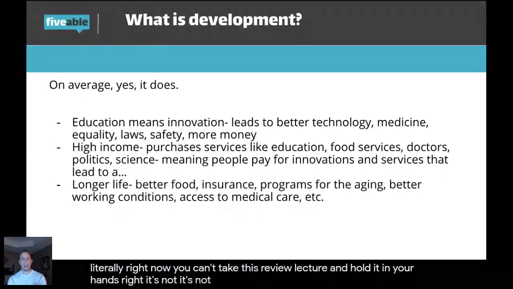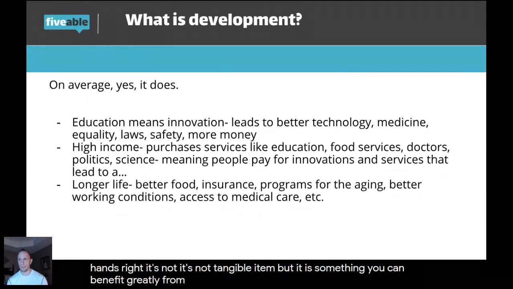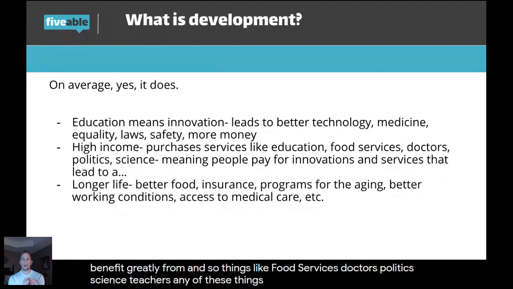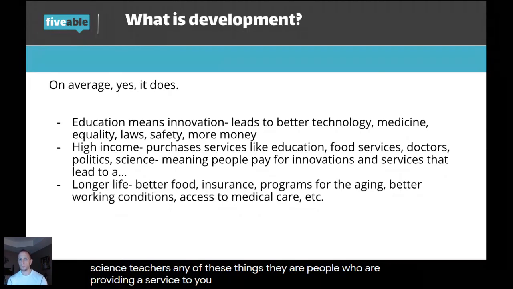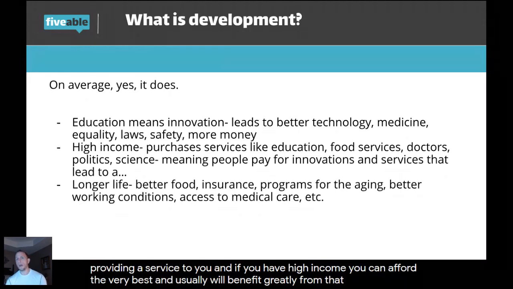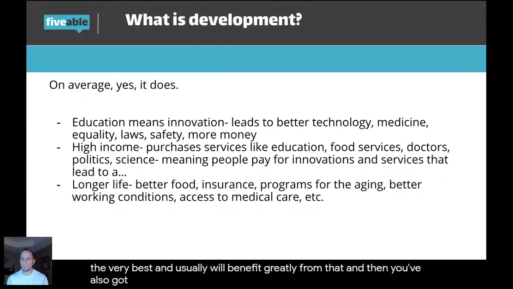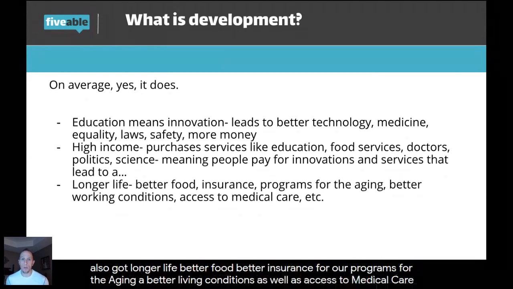It's not a tangible item, but it is something you can benefit greatly from. And so things like food services, doctors, politics, science, teachers, any of these things, they are people who are providing a service to you. And if you have high income, you can afford the very best and usually will benefit greatly from that. And then you've also got longer life, better food, better insurance programs for the aging, better living conditions, as well as access to medical care means people are going to live longer.